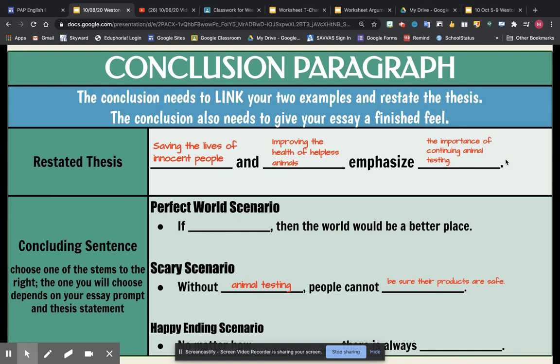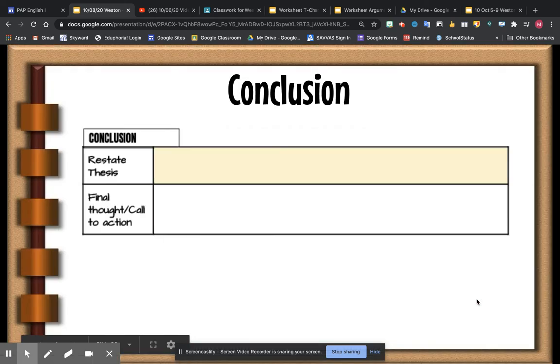So we don't want to forget, we've probably used a lot of logos, but we don't want to forget to add some pathos in there to kind of convince our reader. And then without animal testing, people cannot be sure their products are safe. And that's it. That's all you have to do.